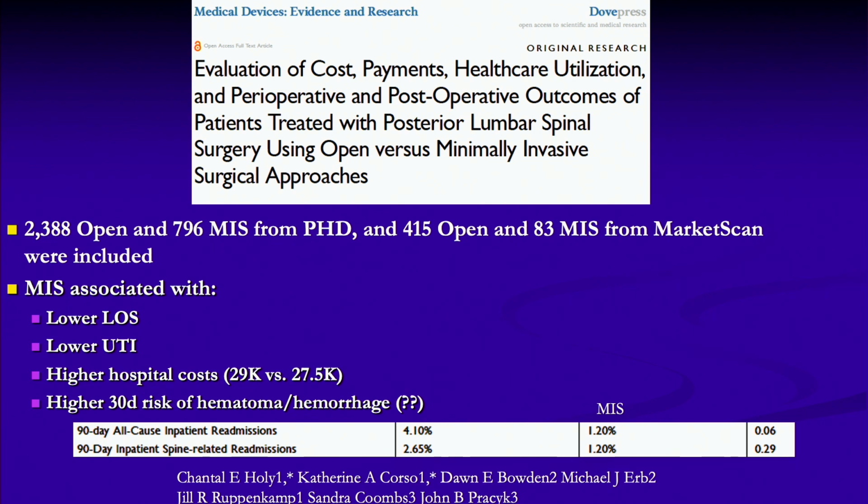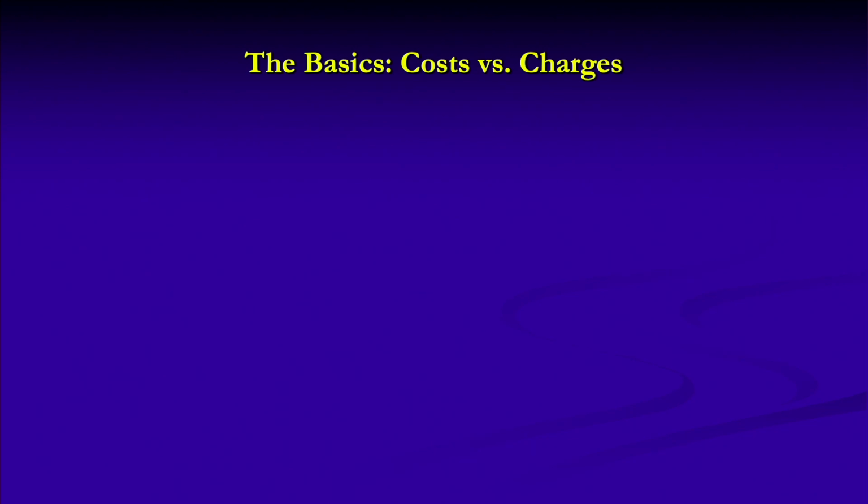This is a fairly large piece of work that looked at open versus MIS posterior fusions, and found with a pretty big cohort that there were lower length of stays, lower UTI rates, interestingly, but not surprisingly, higher hospital costs for MIS. But as you can see in the table, the readmission and the cost drivers there for open were pretty substantial. So secondary hits are to be considered as well.